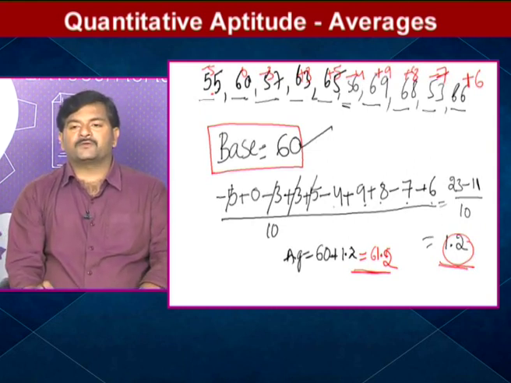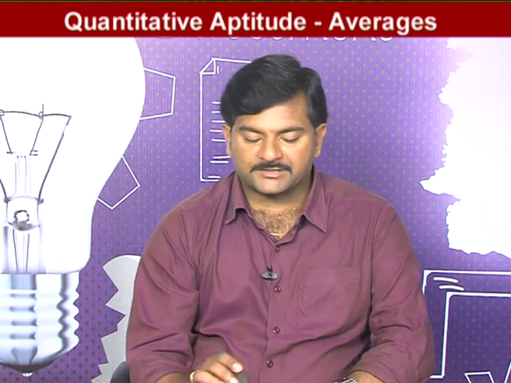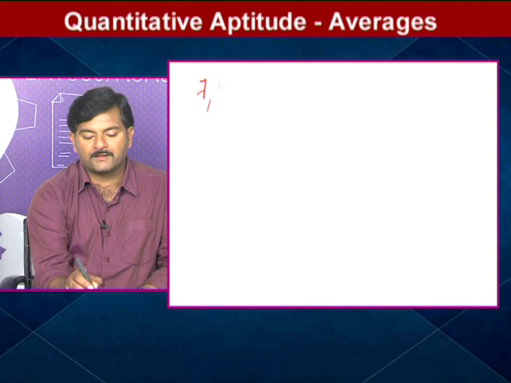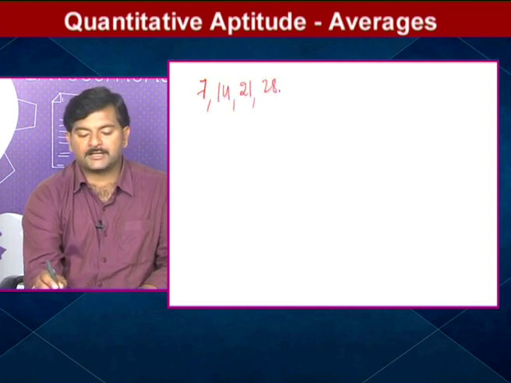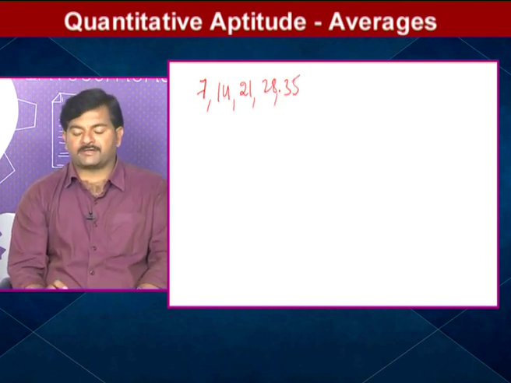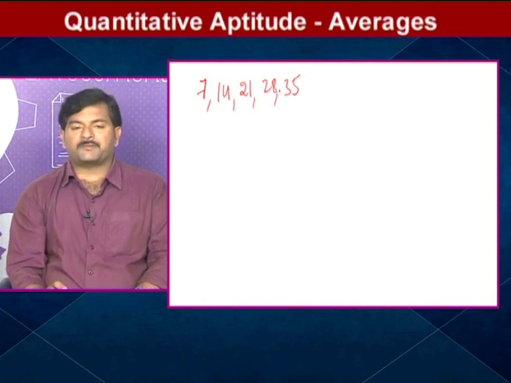Usually to find the first 5 multiples of 7, first 5 multiples of 7 means 7, 14, 21, 28, 35. These are the first 5 multiples of 7. Usually to find the average of all these numbers, what you will do? First number plus second number plus third number plus fourth number plus fifth number, by 5 you will do.